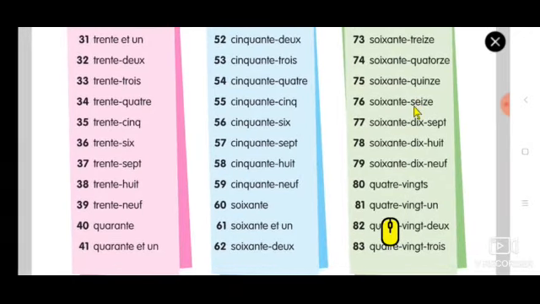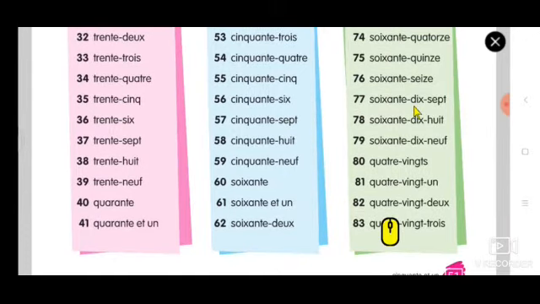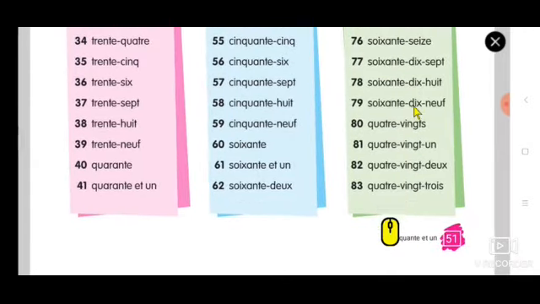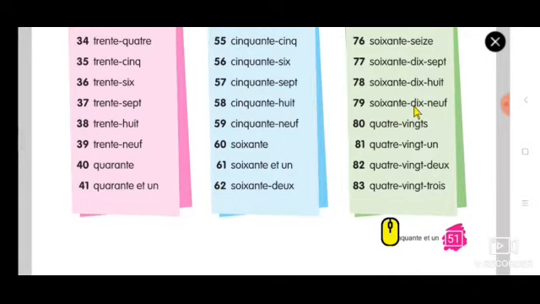Soixante-seize, see 77 how they are saying. Soixante-dix-sept, soixante-dix-huit, soixante-dix-neuf. So 50 to 60, no confusion.